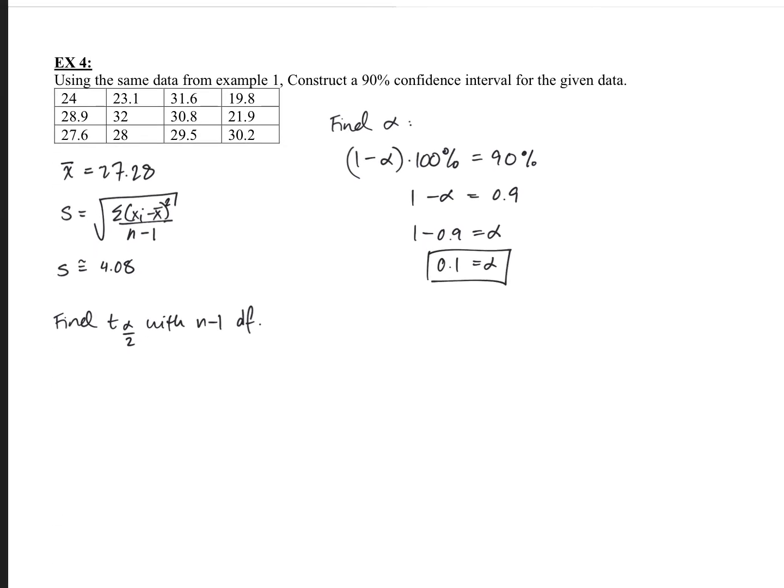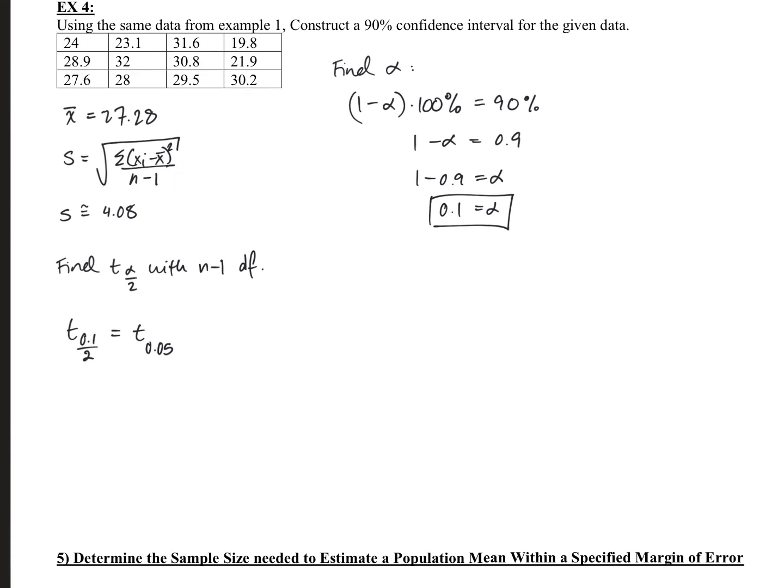So, then t of 0.1 divided by 2 is actually going to end up equaling t of 0.05. So now we're looking for the t value. Let me go ahead and draw a chart here. We're looking for the t value such that the area to the right will be what? It's going to be 0.05.